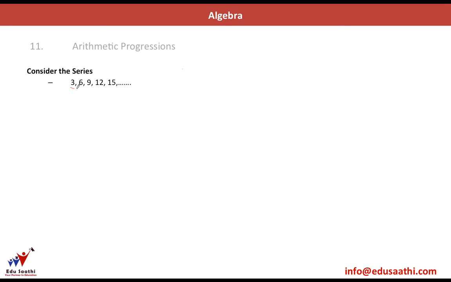Now if you analyze the numbers that I've written, you will see that the difference between any two consecutive terms is coming out to be constant. The difference between the first and the second term is 3. The difference between the second and the third term, the third and the fourth term, and the fourth and the fifth term is coming out to be a constant difference.